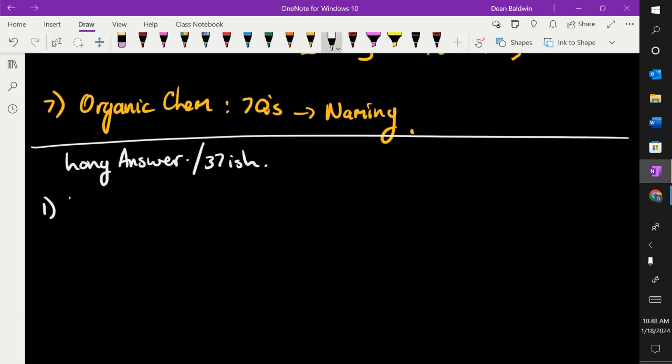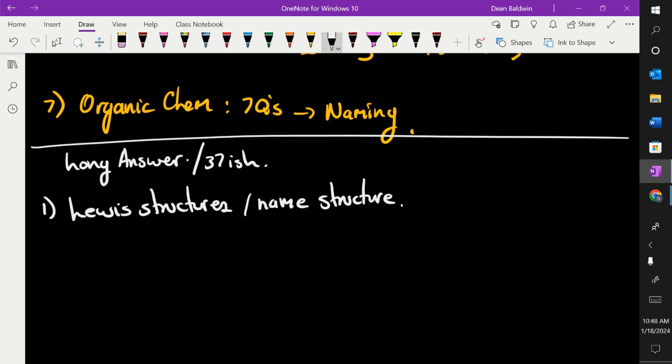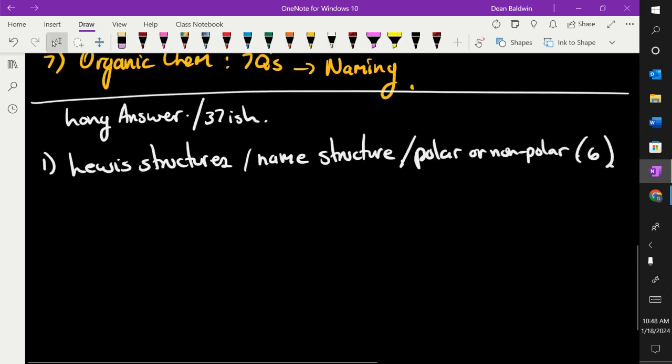So I will ask you to draw some Lewis structures, 2, okay? And name the structure. So that was tetrahedral, planar, linear, those things. And if it's polar or not. And that has to do with the symmetry, all right? So there's 6 marks there. 2 of them, each one's worth 3 marks. You'll get a mark for the Lewis structure, a mark for the name, and a mark for saying if it's polar or non-polar, times 2. So 6.